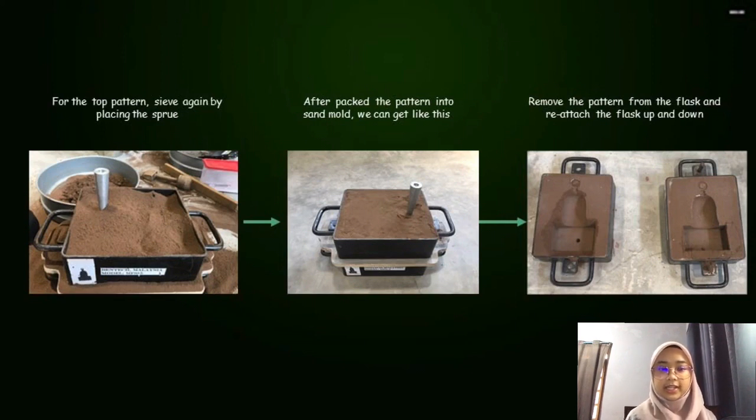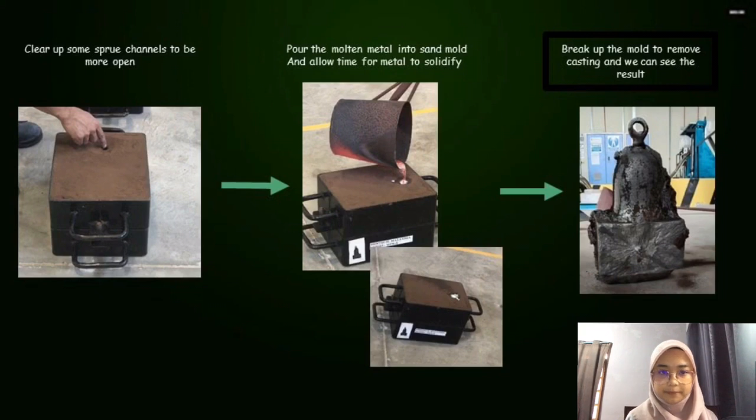After we get the second picture above, first we can remove the sprue to produce a hollow part, and we can remove the pattern from the flask and reattach the flask, upper and lower. Clear up some of the sprue channels to be more open so that the molten metal can easily enter.